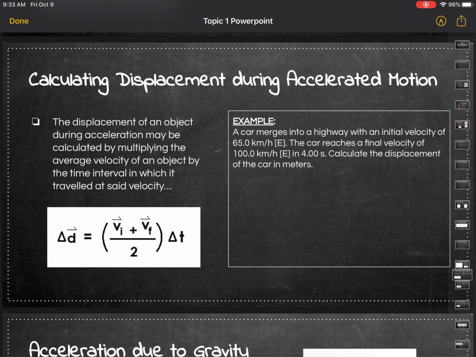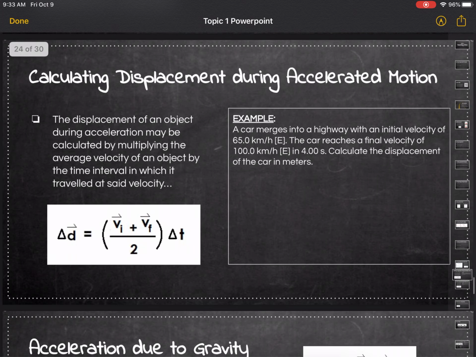All right. Continuing on from where we left off, last time we had looked at how we can figure out acceleration from a graph, and now we're going to continue to finish off this topic 1 of our physics unit. It says calculating displacement during accelerated motion.